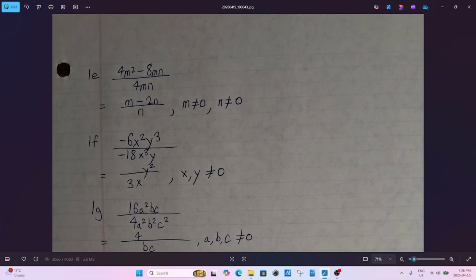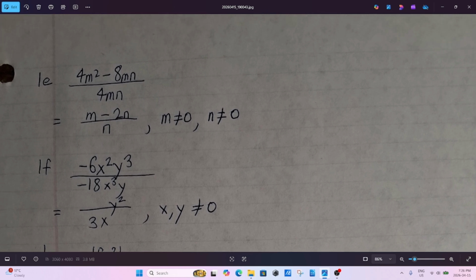Okay, 1e: 4m squared minus 8mn divided by 4mn. So we can cancel 1m from all the terms. We can cancel a 4 from all the terms. So we get m minus 2n divided by n, and n cannot be 0.